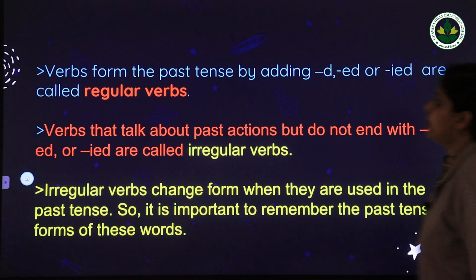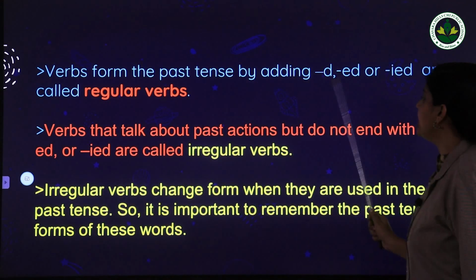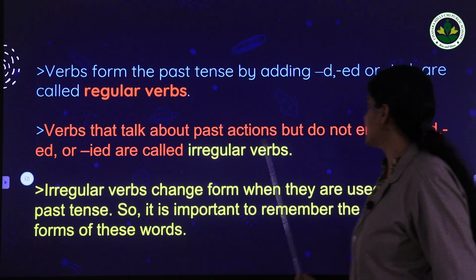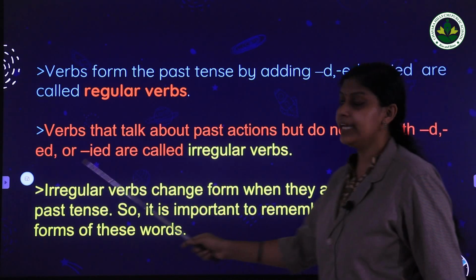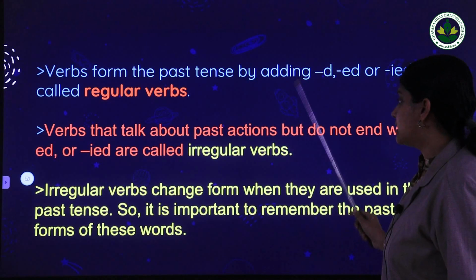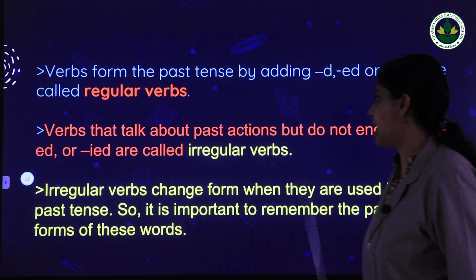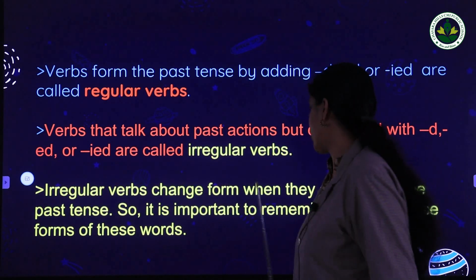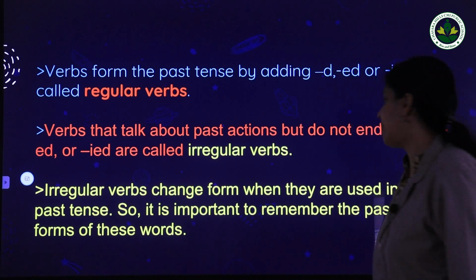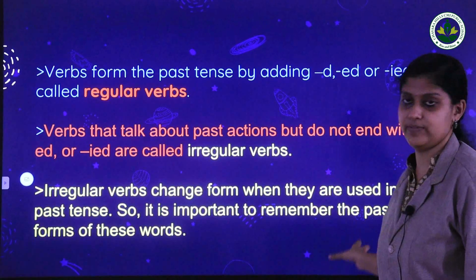Okay, this is the definition. Verbs that form the past tense by adding d, ed or ied are called regular verbs. Verbs that talk about past actions but do not end with d, ed or ied are called irregular verbs. You should learn this definition. Irregular verbs change form when they are used in the past tense, so it is important to remember the past tense form of these words. You should learn the irregular verbs thoroughly.